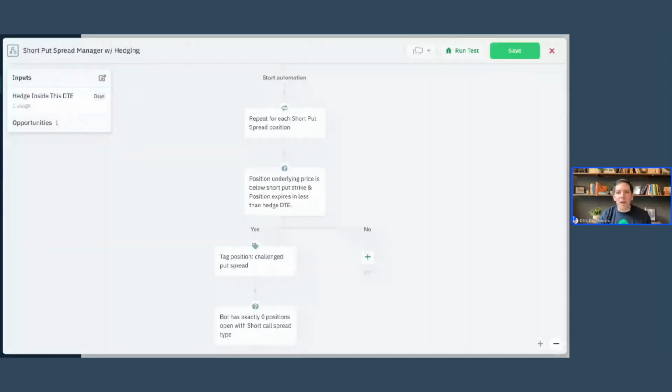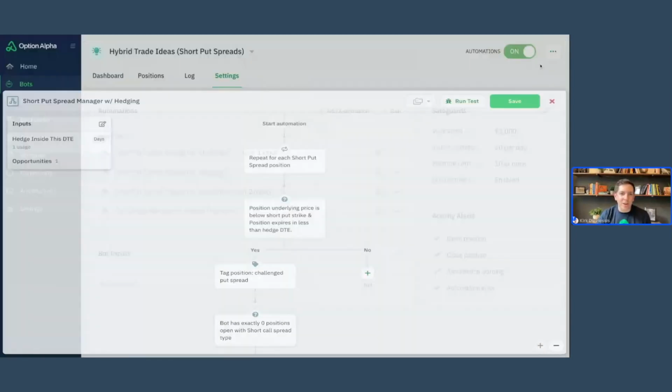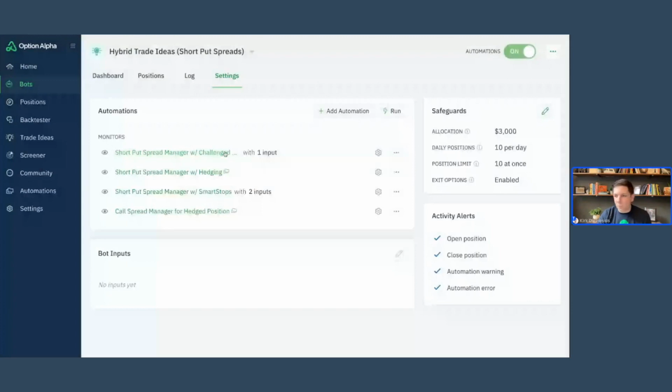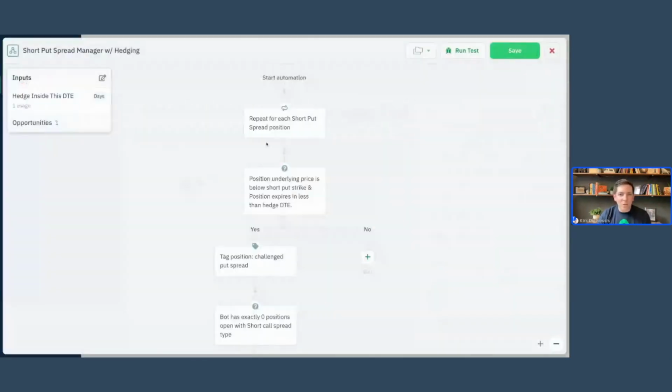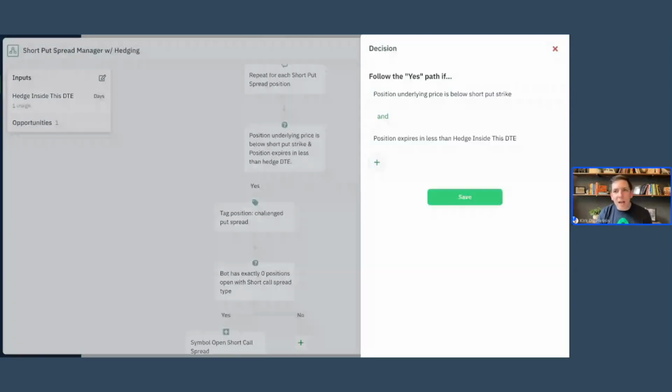Now, in this case, you're either going to use challenged exit or hedging. So you have to choose one or the other and delete the one that you don't want. But now you have one that's like, hey, watch this short put spread. If the position's underlying price is below my short put strike, which means what? I'm challenged, right?